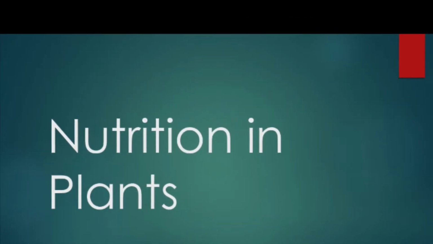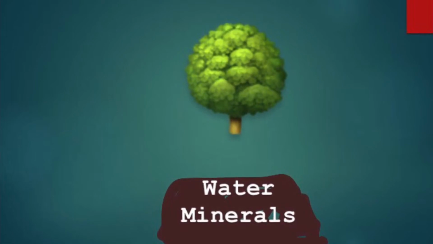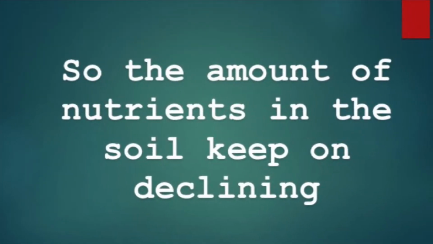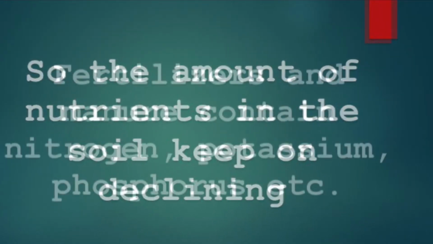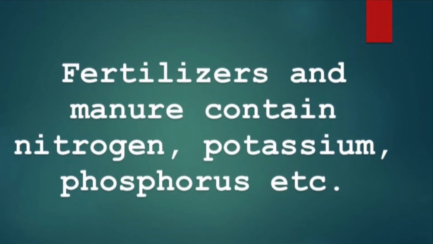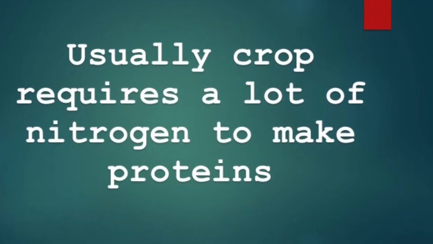You learned that plants absorb minerals and nutrients from the soil. So, their amount in the soil keeps on declining. Fertilizers in manure contain plant nutrients such as nitrogen, phosphorus, potassium, etc. These nutrients need to be added from time to time to enrich the soil.